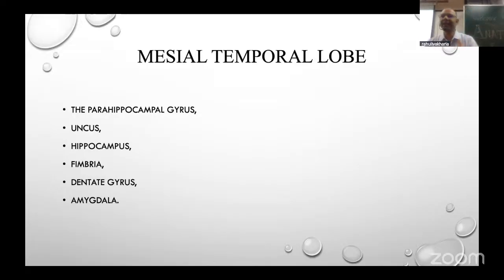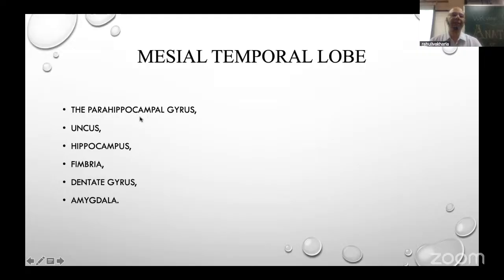Once we know the anatomy, it will be easier for us to image on MRI and pick up the pathology. So the mesial temporal lobe is a part of the limbic system. So I will start off with that.